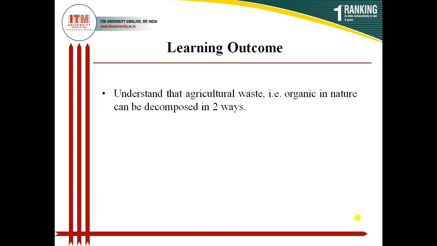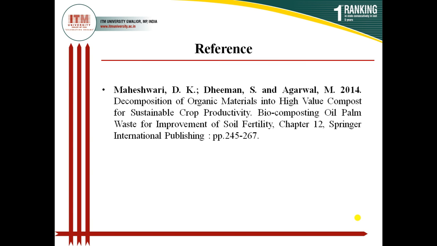So this is the process of waste management by biological process. Here we have understood that agricultural waste, that is organic waste in nature, can be decomposed in two ways, aerobic and anaerobic. These two ways we can decompose it.